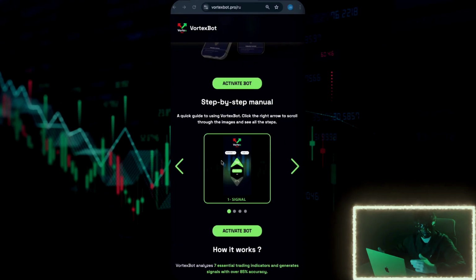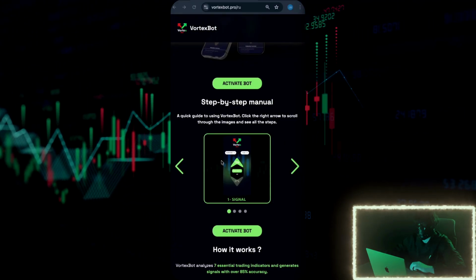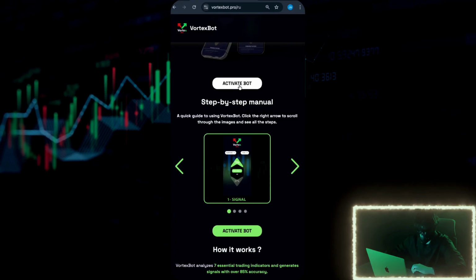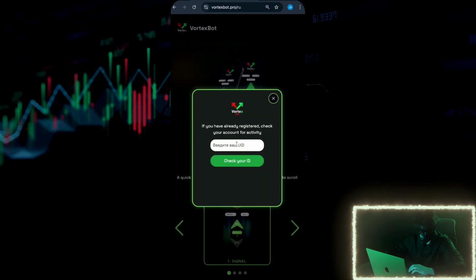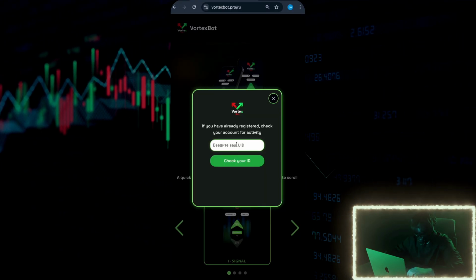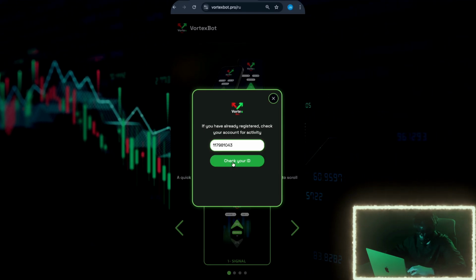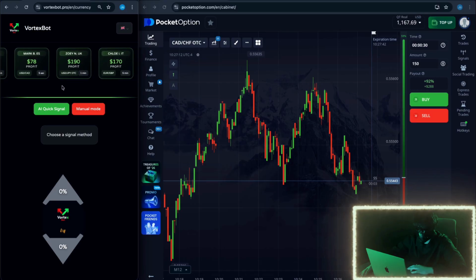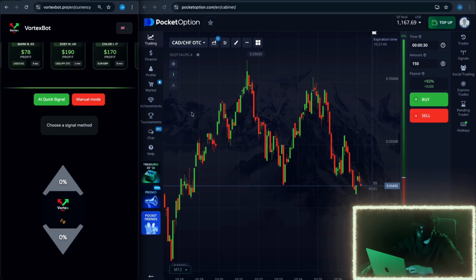And now let's move on to the main question. How do you activate our bot? To activate the bot, you just need to enter your UID. So I enter my UID. And now I've already activated the bot. As you can see, the bot checked my UID, and now I can trade using this bot.